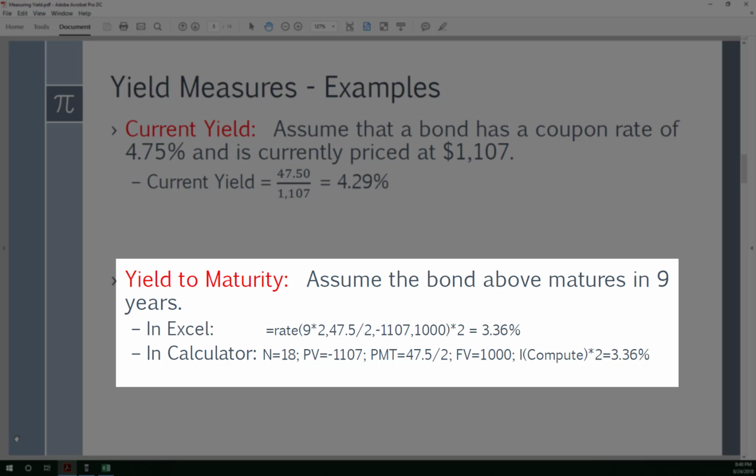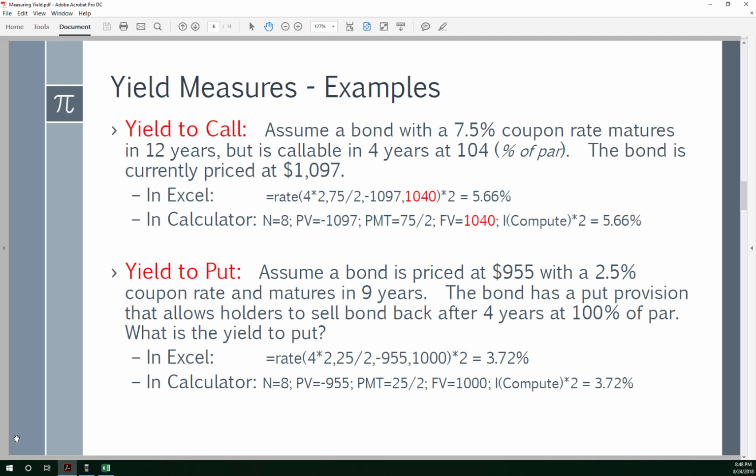In the calculator, likewise, we would have N is going to be 18 periods. The PV is negative 1107. The payments are $47.50 divided by 2. The future value is 1,000. We would compute the I and multiply that result times 2, and we would get 3.36%.